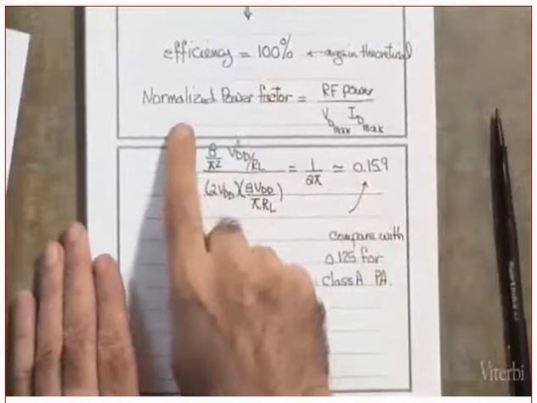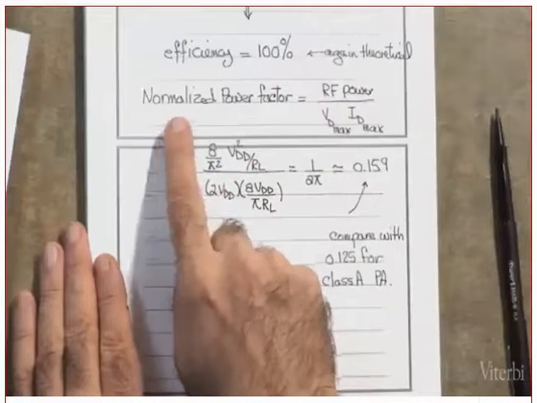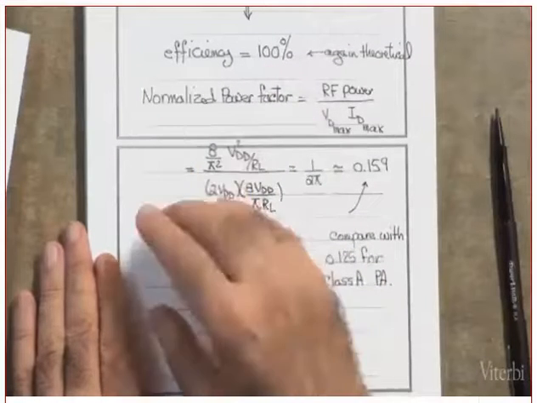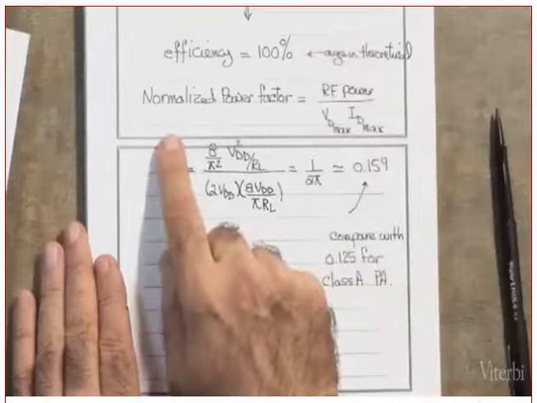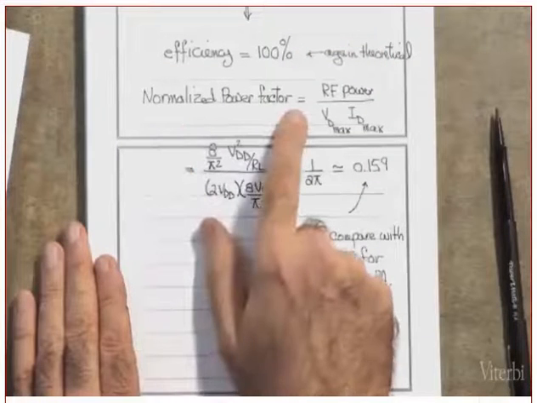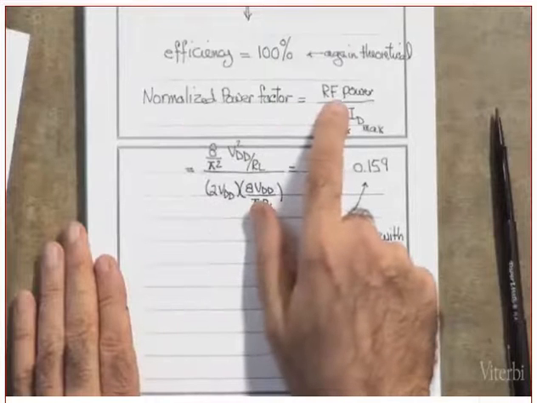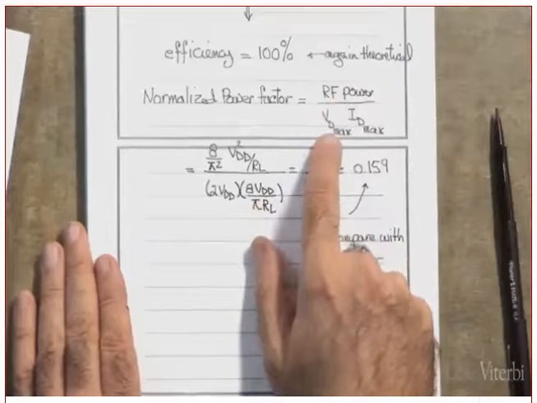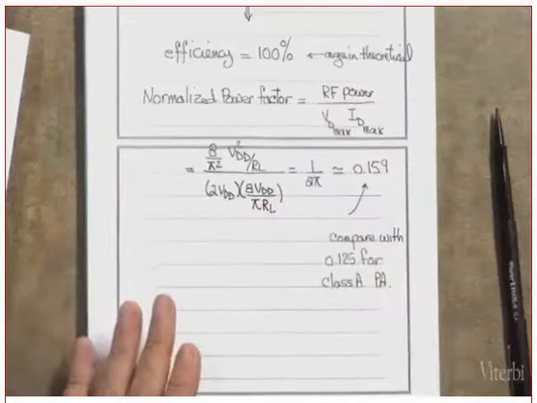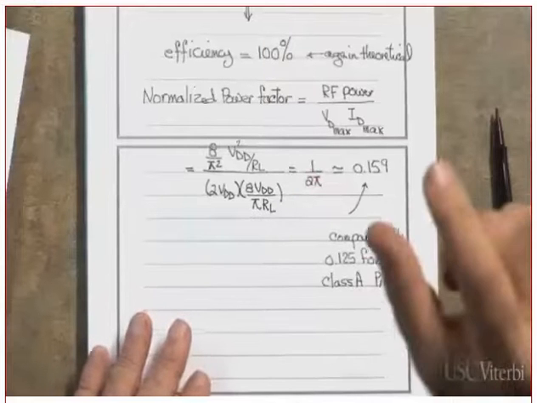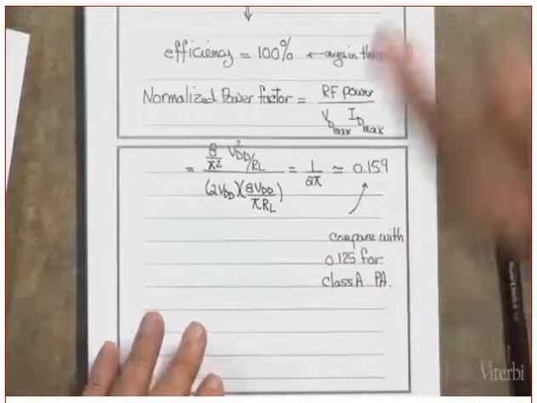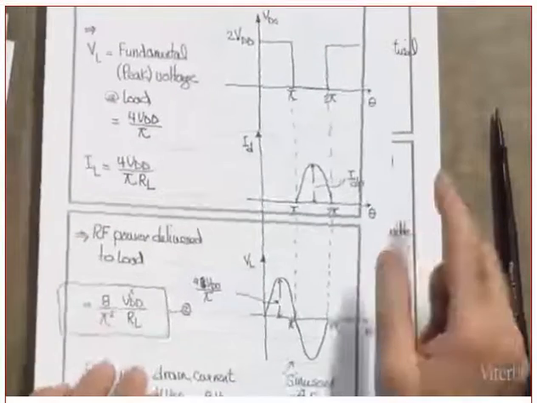Now, do you remember this other parameter, the normalized power factor? How did we define it? Don't look. You are cheating. Normalized power factor, how did we define it? We defined it as the power divided by V max times ID max. When I say V max, it means the maximum voltage at the drain. What is the maximum voltage at the drain?